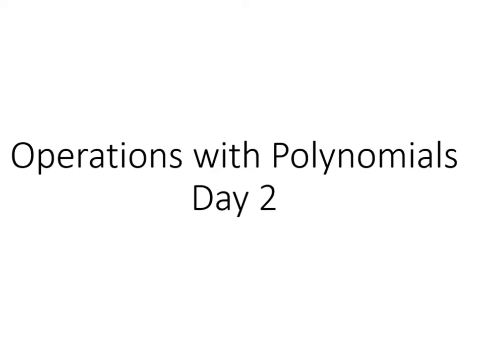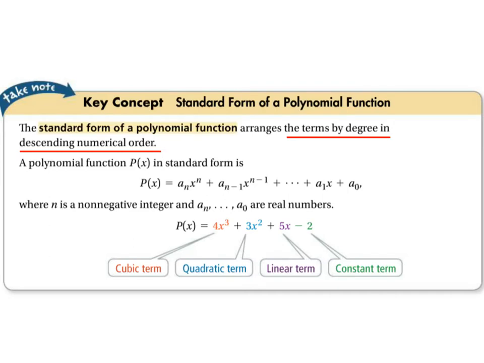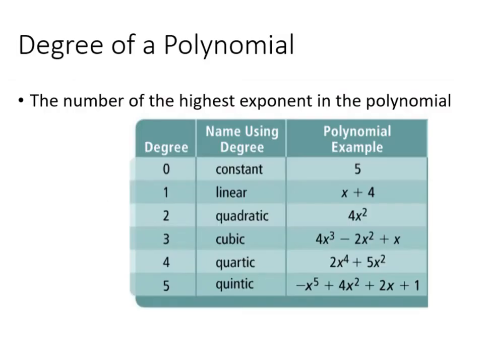In this video, we are going to continue to expand our knowledge on operations with polynomials. First, let's review some general information about the standard form of a polynomial. The standard form of a polynomial arranges the terms by degree in descending numerical order, meaning that they start with the highest degree exponent and end with the lowest degree exponent, as we can see in the example below. Now, the degree of the polynomial is the number of the highest exponent in the polynomial.